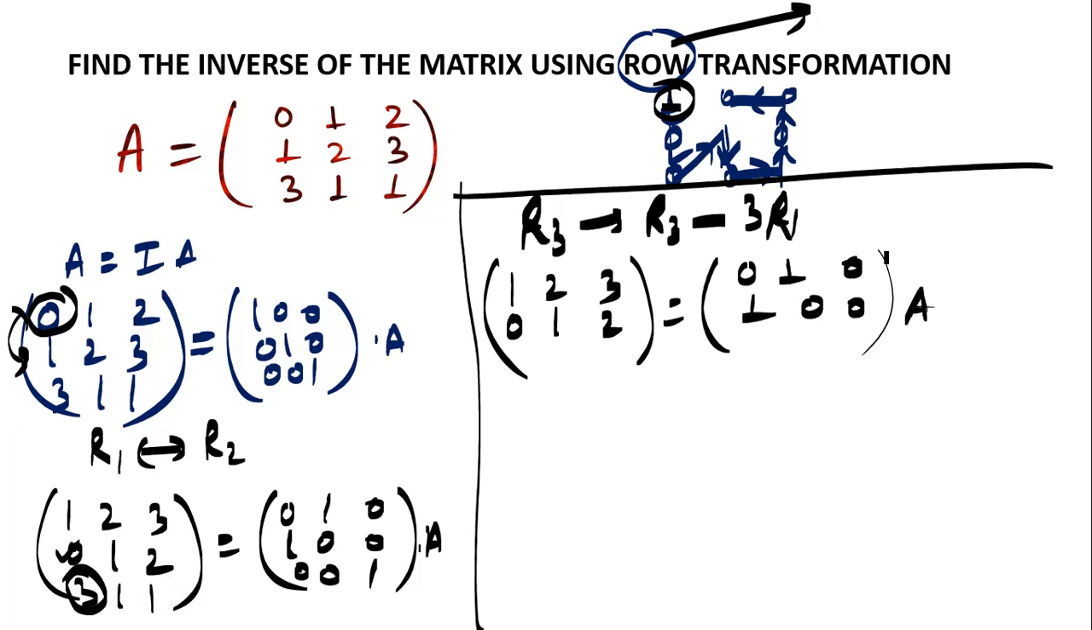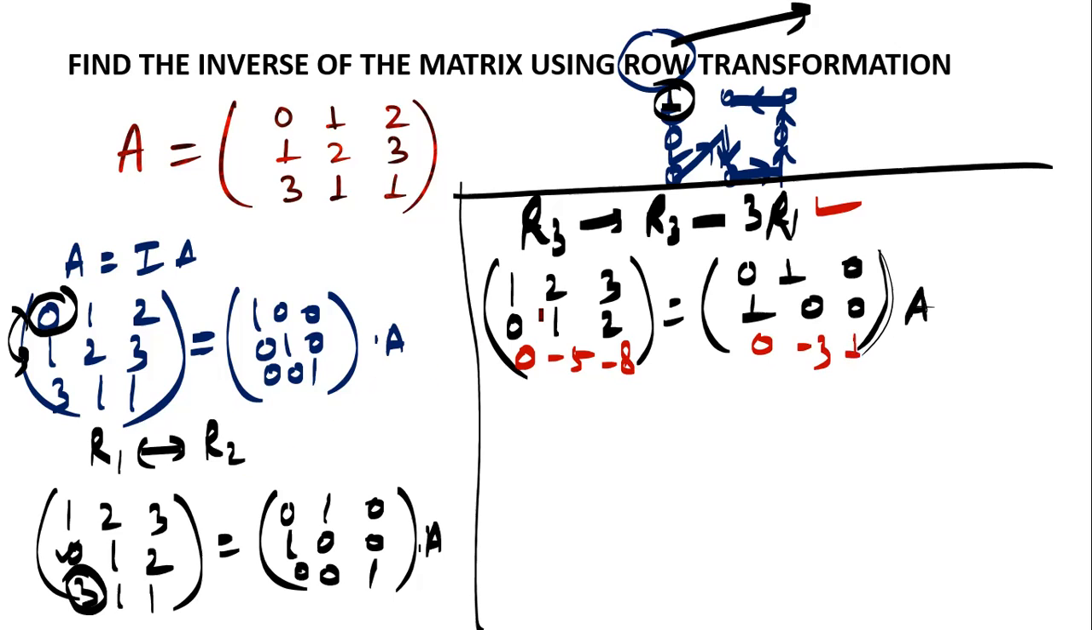So what to do? I have to make this change in R3. 3 minus 3, 0. 1 minus 6 minus 5. 1 minus 9 minus 8. 0. Minus 3, 1.